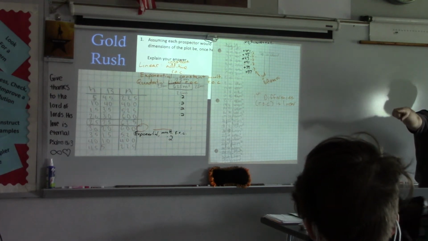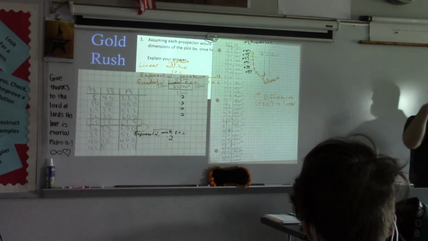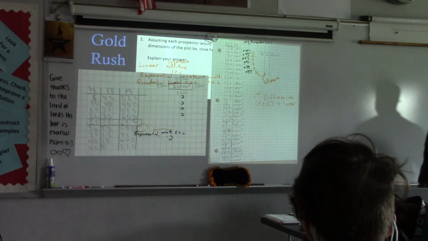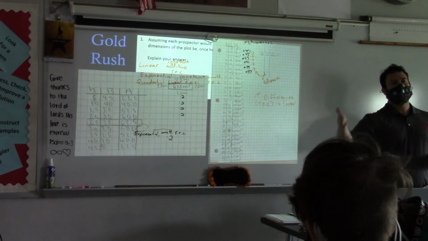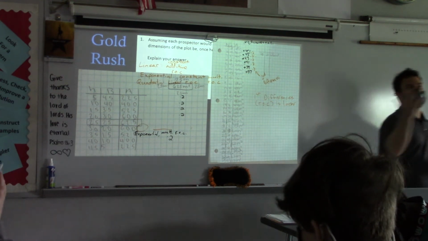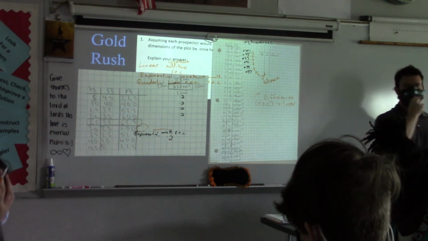So what is it going to be? Quadratic. Quadratic, right? We need to notice that relationship. If it's quadratic, it has a linear rate of change. So if it has a linear rate of change, it's going to be a quadratic function.